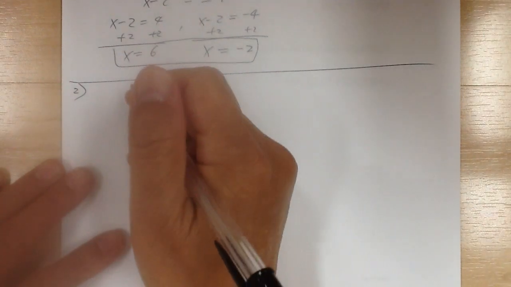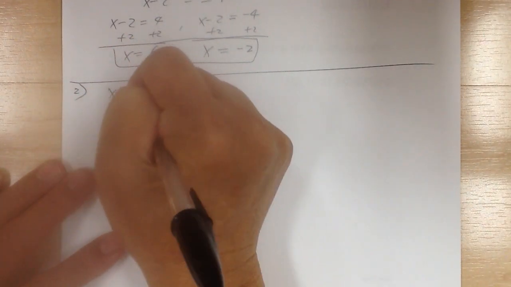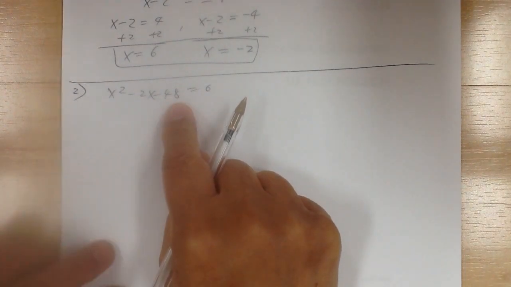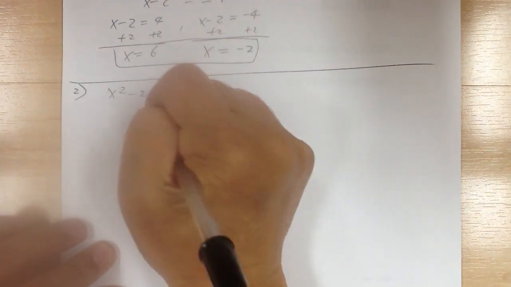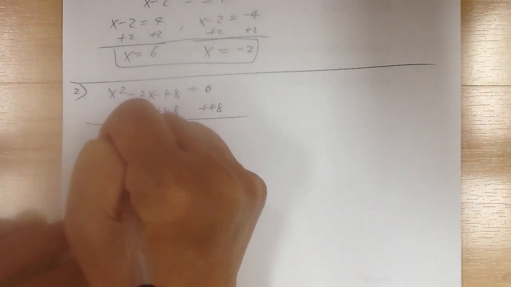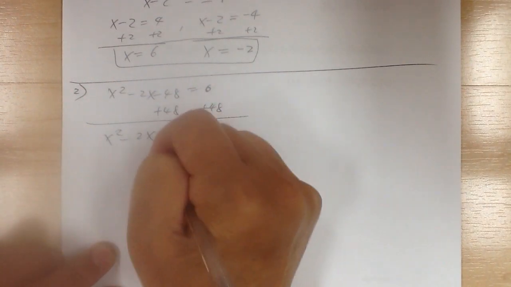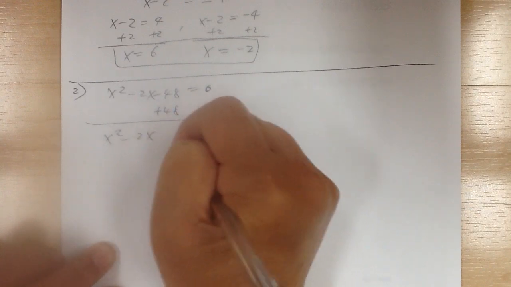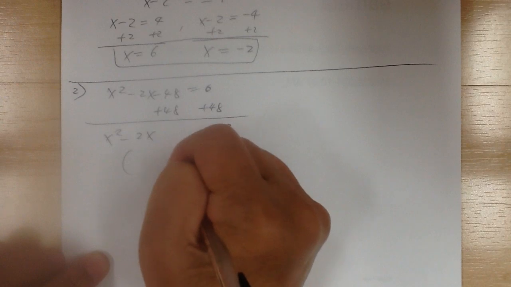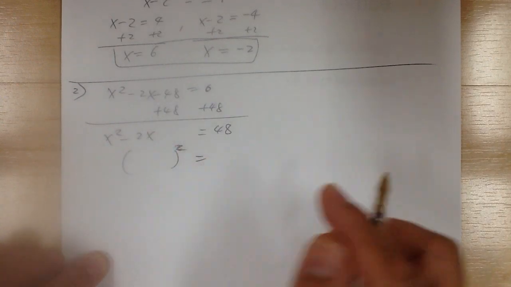Number 2. You have x squared minus 2x minus 48 equal to 0. So again, first let's go and get rid of this number. So plus 48. You get x squared minus 2x. I can leave a space over here. You need to figure out what this number is to get a perfect square. So get your template ready.